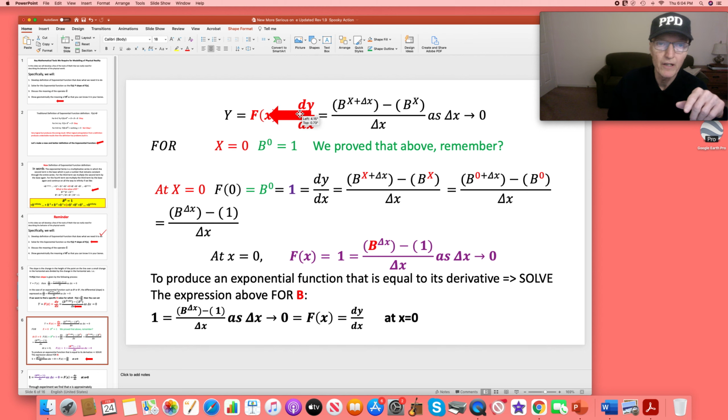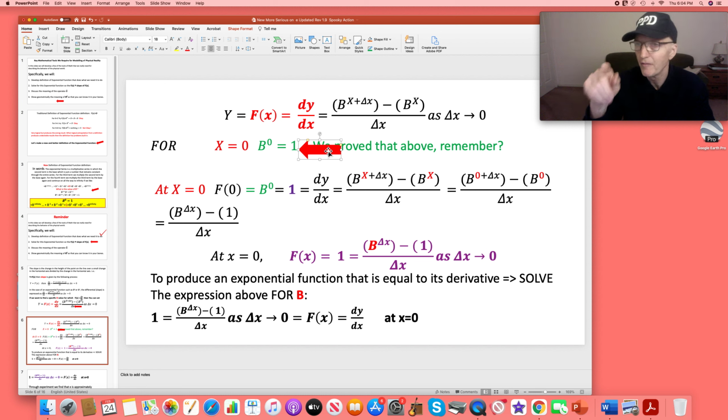So starting here, y equals f of x, and that's the function. And it's equal to its slope. So we get this as delta x goes to 0. All right, so for x equals 0, b to the 0 is equal to 1. We proved that above. Remember, we derived the new definition, and then we used that to prove we got the series b1, b2, b3, where b1 is the second term, and we used that to derive the value of the first term. Anyway, at x equals 0, f of 0 is equal to b to the 0, which is equal to 1.